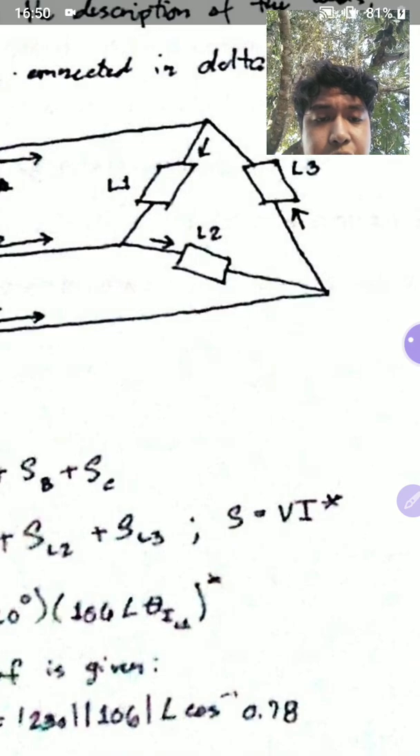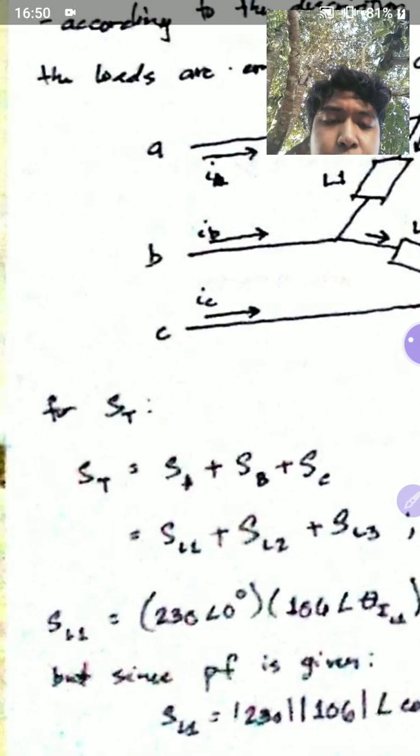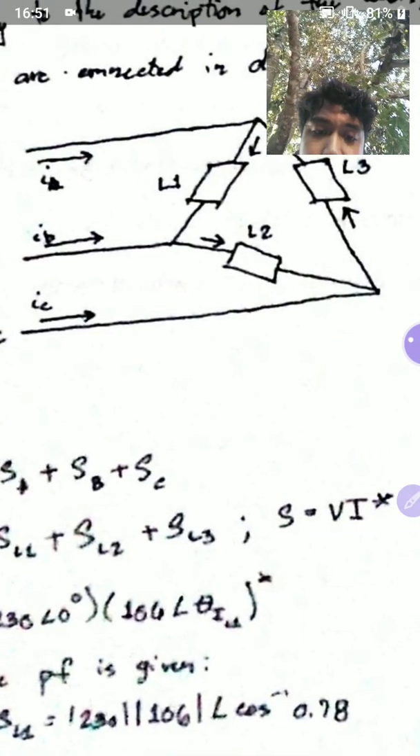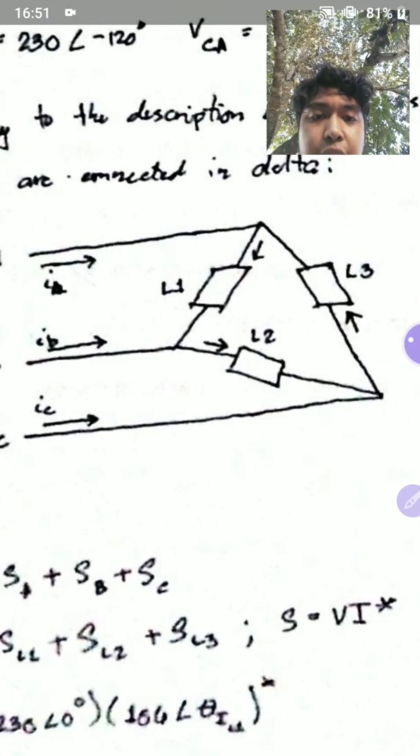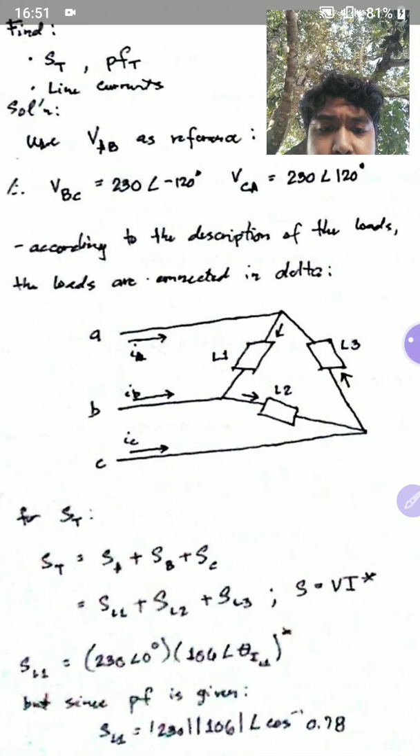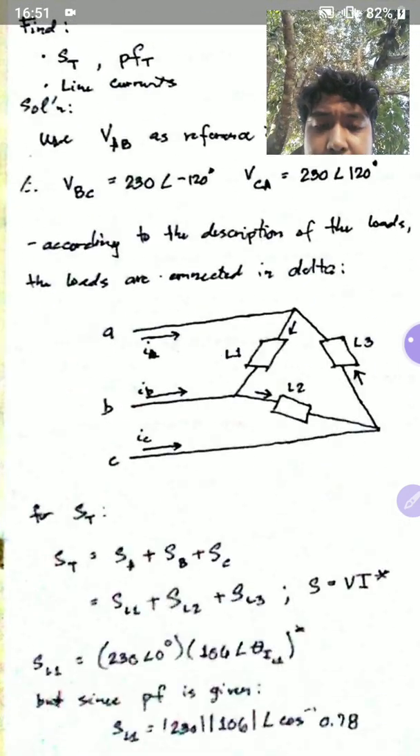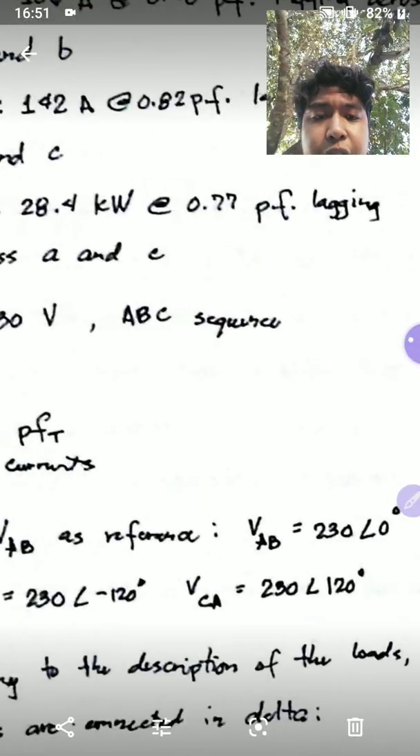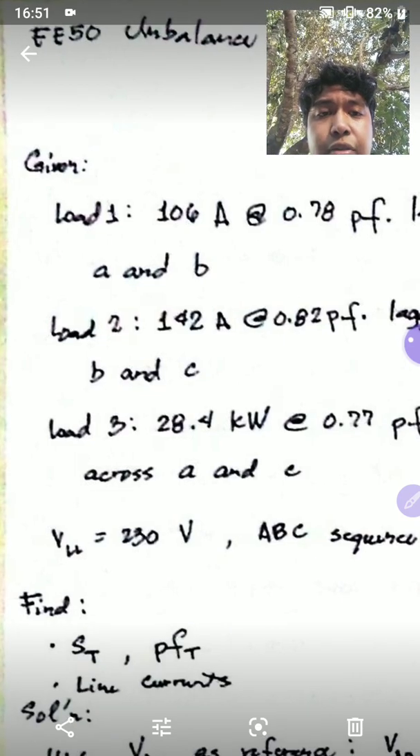If you solve this equation, S is equal to VI conjugate, it will look like 230 angle 0 for the voltage times the conjugate of 106 angle theta of load 1. There are lots of ways to solve for that theta, but we'll deal with that later. But if you look at the given again, the power factor is given, and that power factor is actually the power factor of the load. So this 0.78 is the power factor of load 1.